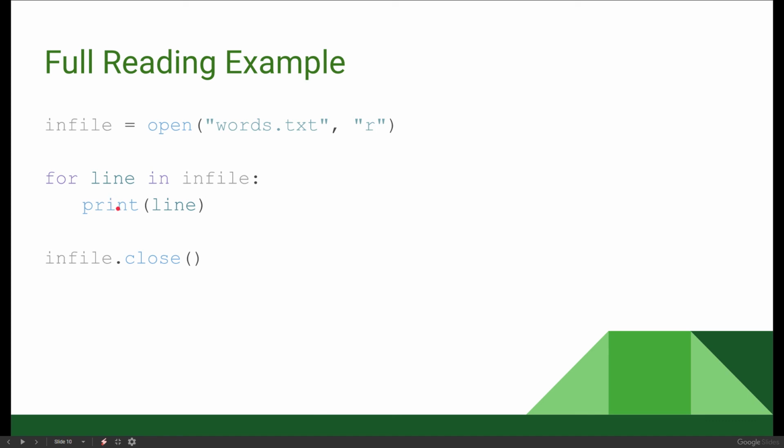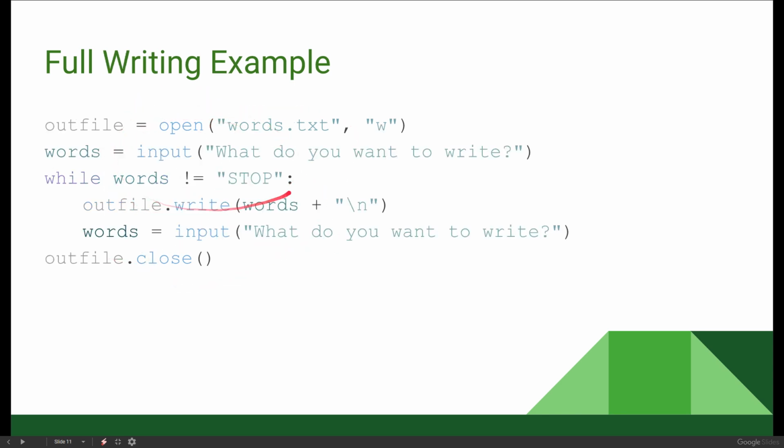So as a full example for reading, we have our in-file equals open. We're opening words.txt in read mode. For each line in that file, we're just going to print that line. And then we're going to just close our file. Reading is super simple. And then writing, it's the same example as before.